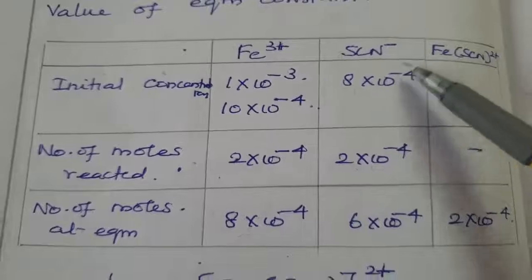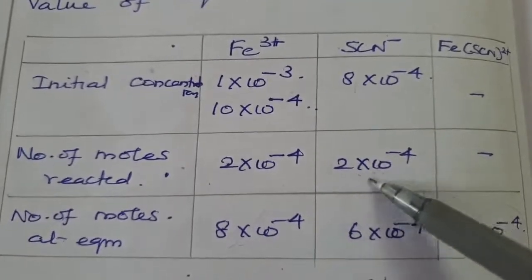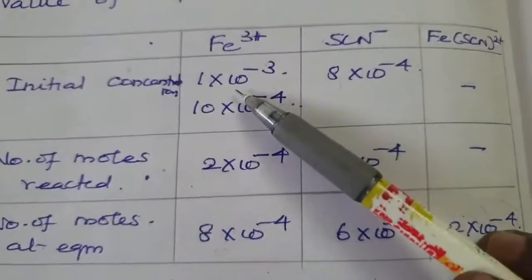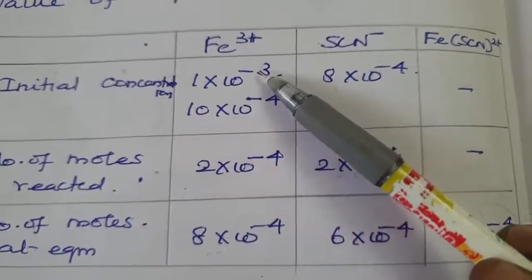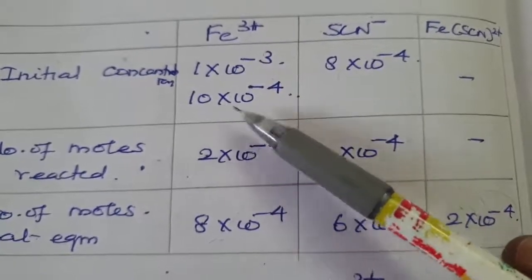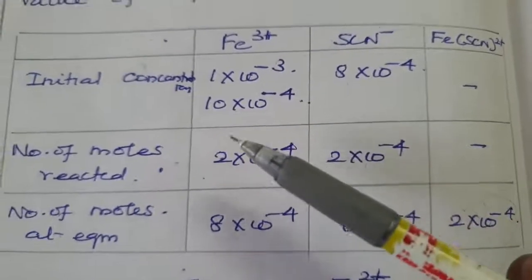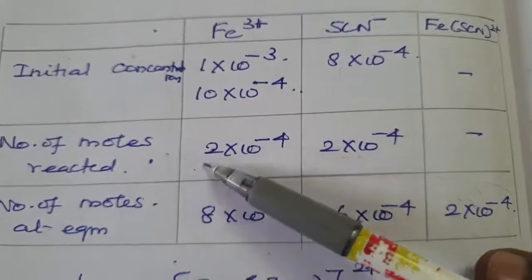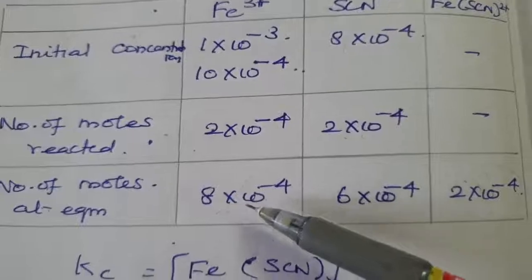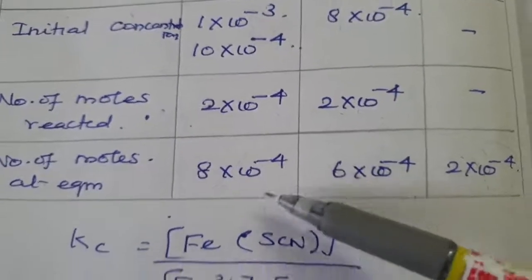Okay, so 8 × 10^-4 minus 2 × 10^-4 means 6 × 10^-4. Here the initial concentration of one value is 10^-3, just to make it into 10^-4, multiply with 10, so 10 × 10^-4. Then the number of moles reacted you already got is 2 × 10^-4, subtract these two values and the number of moles at equilibrium is 8 × 10^-4.